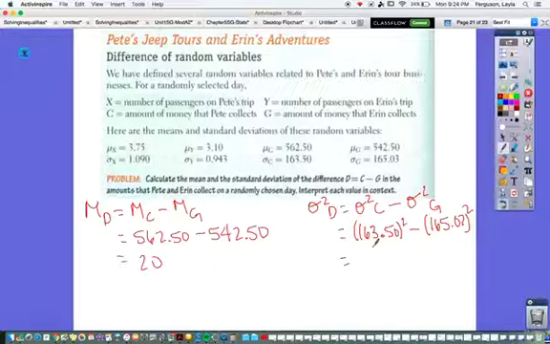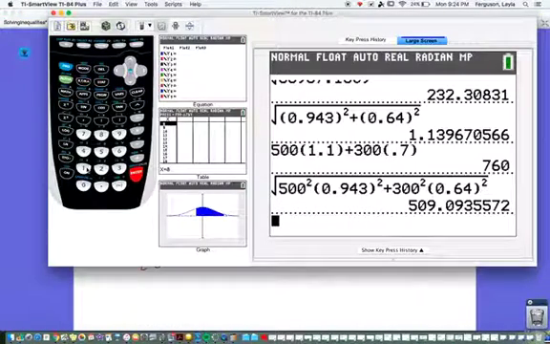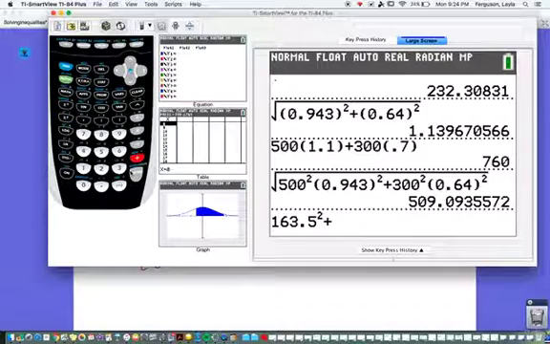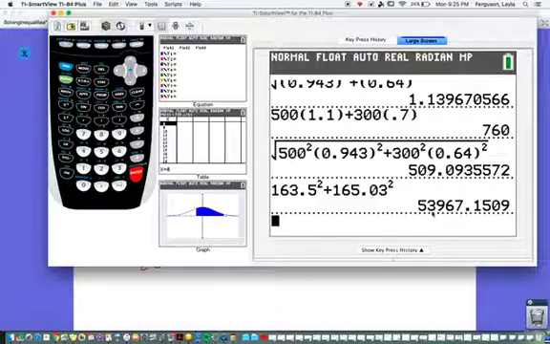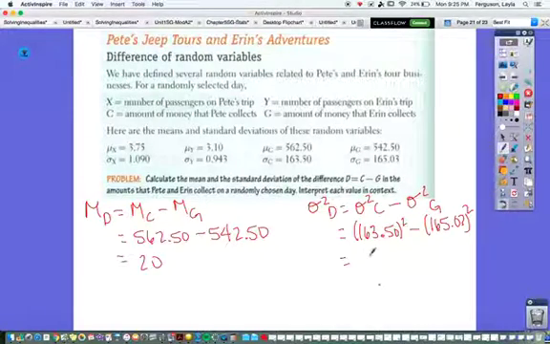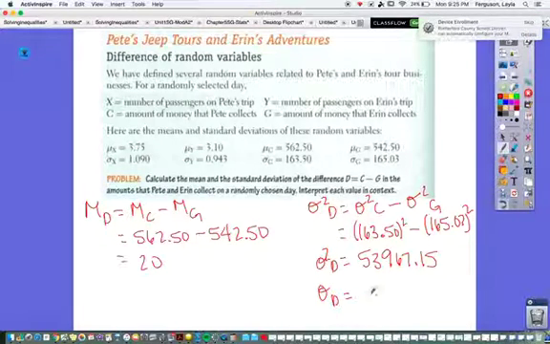Remember, I can't straight out find the standard deviation by adding those together, but I can calculate the variance and then take the square root of that. And so if I were doing this, I would say 163.5 squared plus 165.03 squared, and so I would get 53,967.15. And that would represent the variance, but I need to take the square root of that in order to get the standard deviation.